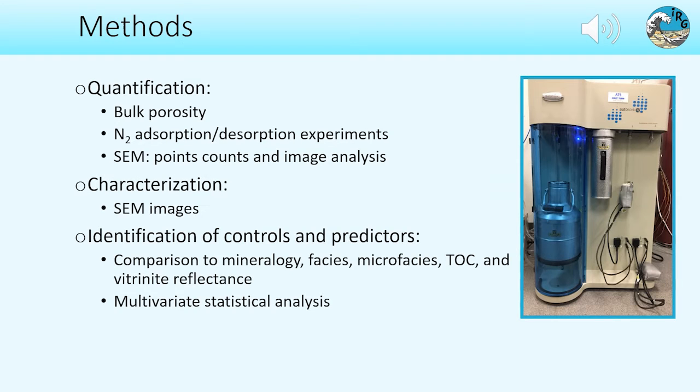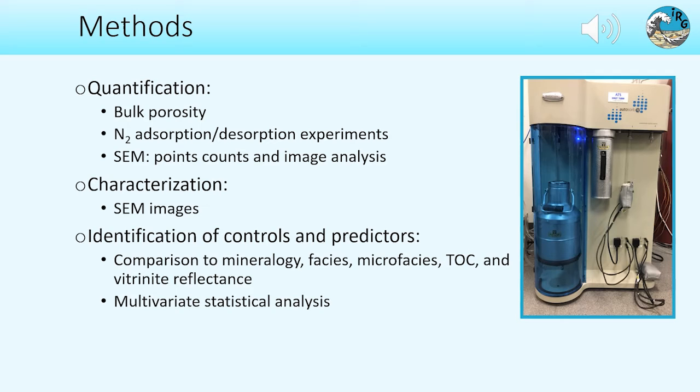So we've integrated a few different types of data from the same core for this study to measure porosity. First, we looked at bulk porosity, which is total rock porosity. For this, bulk volume of a core piece was measured with mercury immersion, and then grain volume was measured using helium, and this is used to calculate porosity.